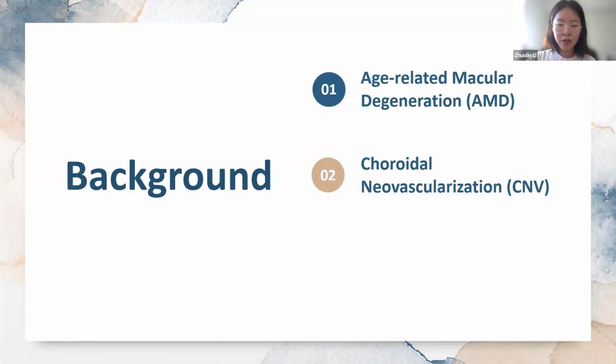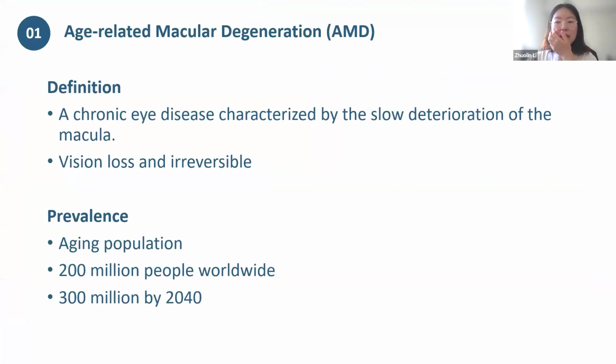And then I'll talk about the treatment of AMD. So AMD is a chronic eye disease characterized by the slow deterioration of the macula, which is responsible for sharp and central vision. It's the leading cause of irreversible blindness and is strongly associated with aging. A recent systematic review shows approximately 200 million people are suffering from AMD. And with the global population aging, the prevalence of AMD is anticipated to reach around 300 million by 2040.